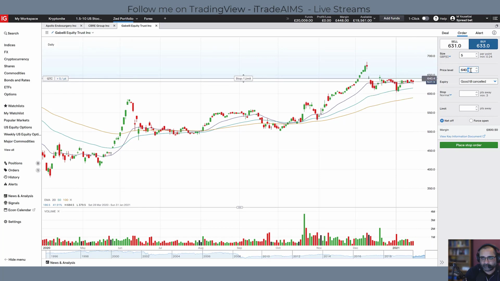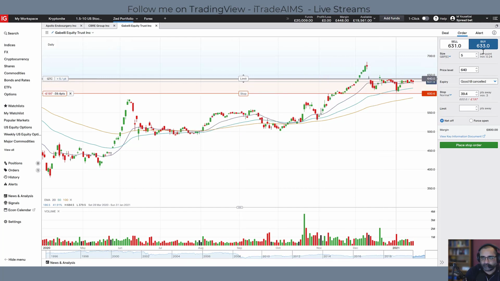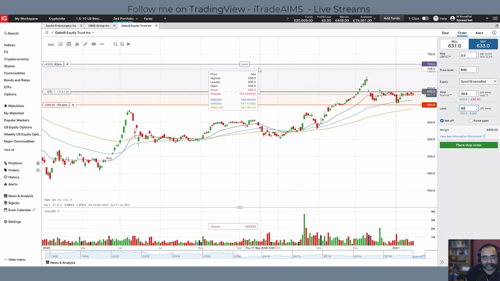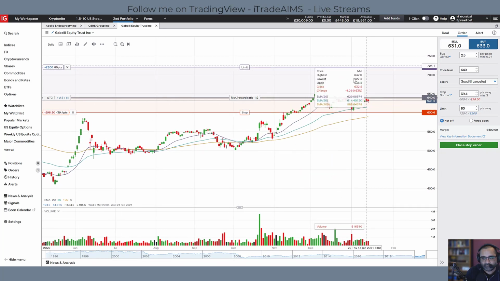So now I can refine it here. I want it at 640, and I'm going to drag this line down to below the stop loss level, right? That's going to be my stop loss. If I go £5 per point, it's going to be 200. So I want to take only half a risk. I'm going to go 2.5 per point, and my target is going to be double of that, and my stop loss is 39. So I'm going to just put 80 in there, and that's going to give me the target. Otherwise I could have just dragged it up there. So that's going to be my target for this.